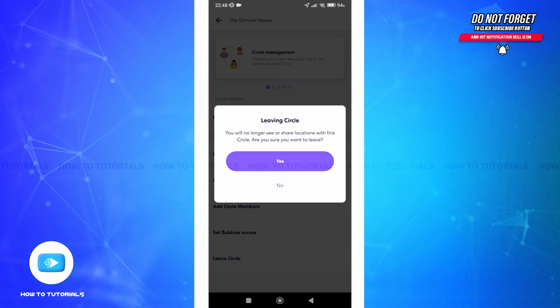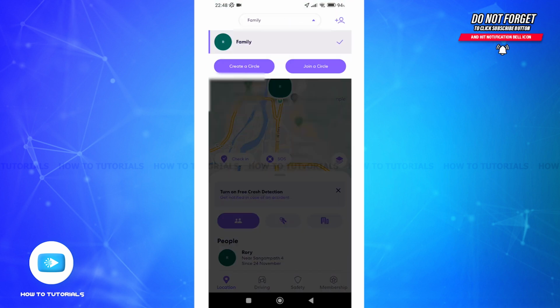Life360 will prompt you to confirm your decision to leave the circle, including the fact that you'll no longer be able to see or share location with the specific circle. Tap on Yes to finalize your departure. And that's it. You're no longer a part of that circle anymore.